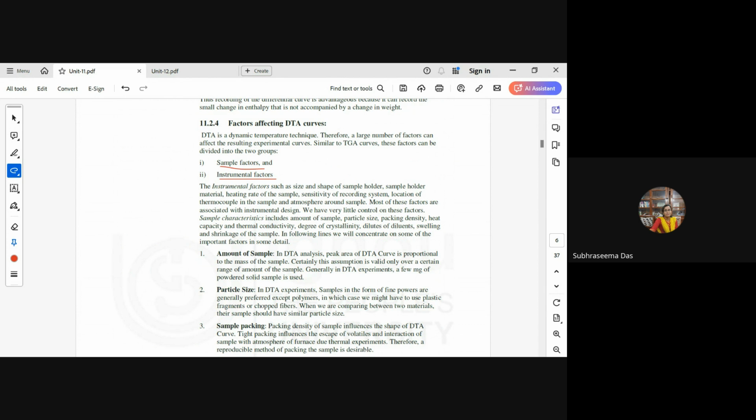Similarly, there are other factors which we collectively call sample factors, and these include the type of the sample, the amount of the sample, the particle size of the sample, the degree of crystallinity, the dilution factor of the sample, and if we consider polymers, the swelling and shrinking rate of the polymers are also considered. Such factors contribute to the DTA measurements, and subsequently the curves are influenced accordingly.